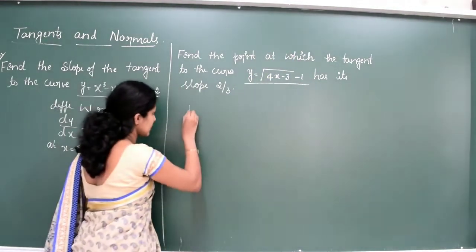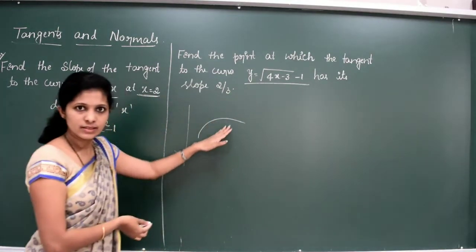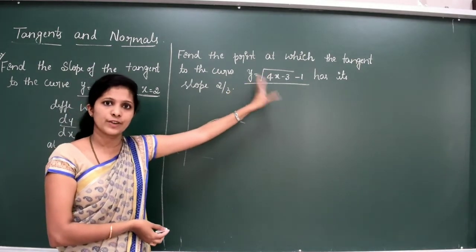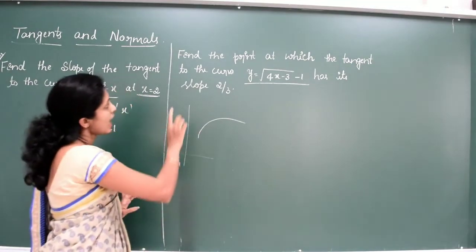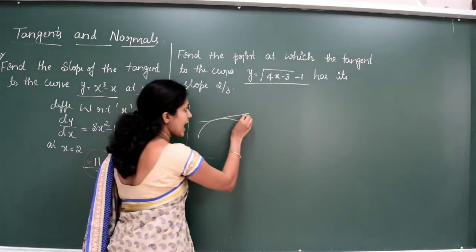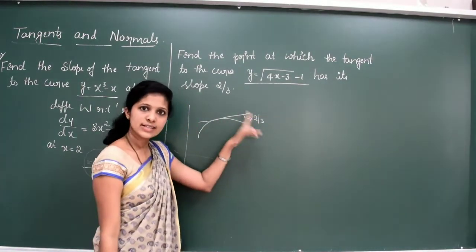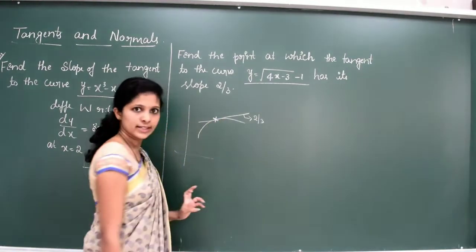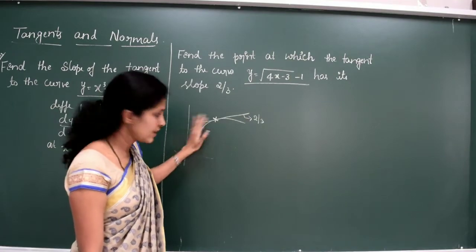We will draw a rough diagram. Diagram is not important, no need to draw. This is not the correct one, just a rough one. To draw the correct one, you have to substitute values of x and y so that you will get the curve. See here, this is the curve and there is a tangent. Let us consider this tangent has slope 2 by 3. Now you have to find the point of contact, I mean where the tangent meets the curve. Is it clear? We will solve this one.